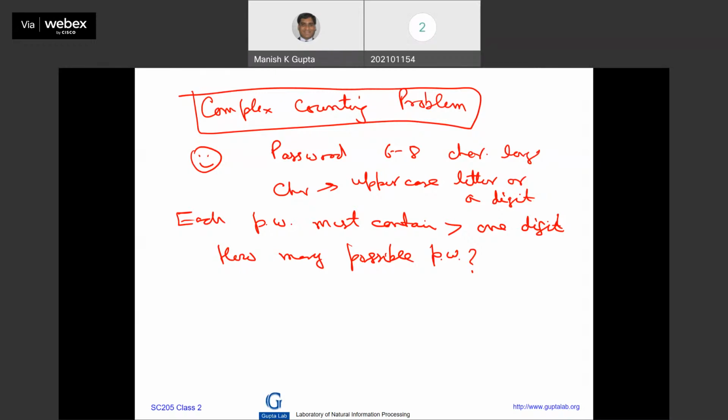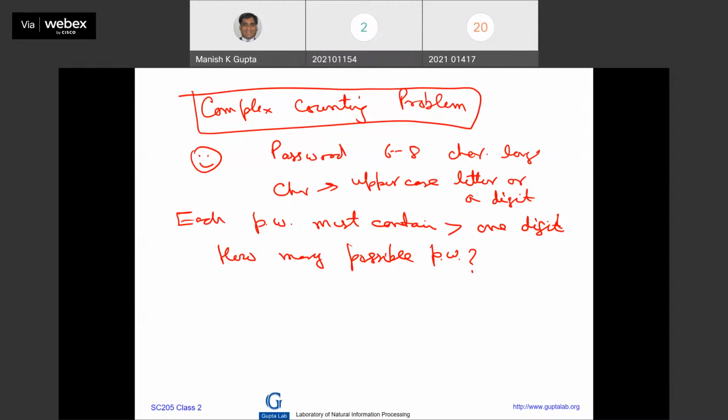Now, if I look at length 6, the possibilities are either all alphabets or digits, 26 plus 10, 36. So 36 choices for each box, and there are 6 boxes. So the total will be 36 raised to power 6 passwords. But I have not put a condition yet, right? What is the condition? One of them should be a digit, right?